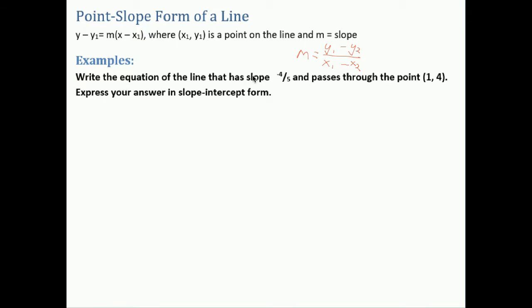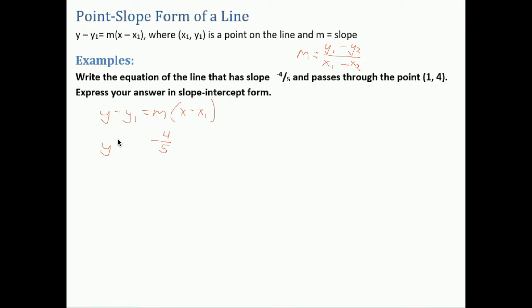Write the equation of a line that has a slope of -4/5 and passes through the point (1, 4). Express your answer in slope-intercept form. Well, what we're going to do is take the point-slope form, y minus y sub 1 equals m times x minus x sub 1. Now, it asks us to put our answer in slope-intercept form, but we use this point-slope form first, and then once we have plugged everything in, we change it to slope-intercept form. So we have a slope of -4/5. That's our value for m here.